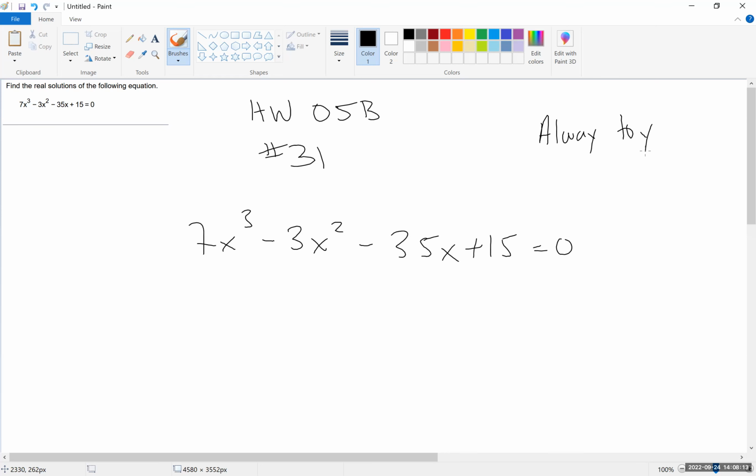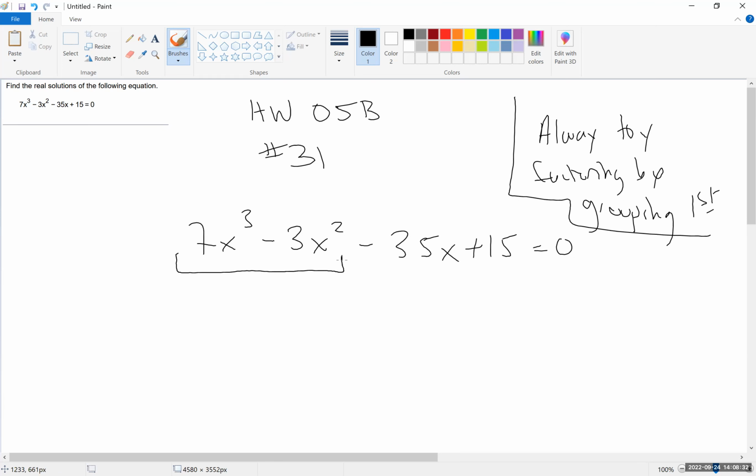Always try factoring by grouping first, because if that method works, the problem goes extremely quickly. If that doesn't work, then it does not go quickly. So we can start by grouping the first two terms. Here, the first two terms have an x squared in common, and what we're left with is a 7x minus 3.